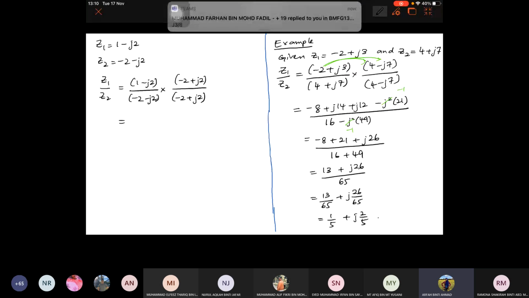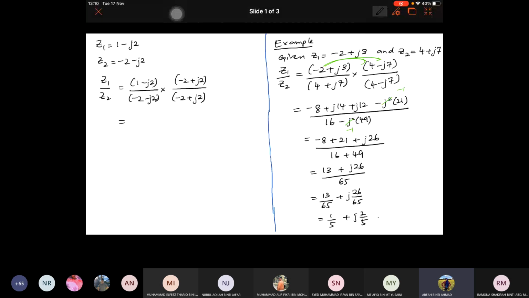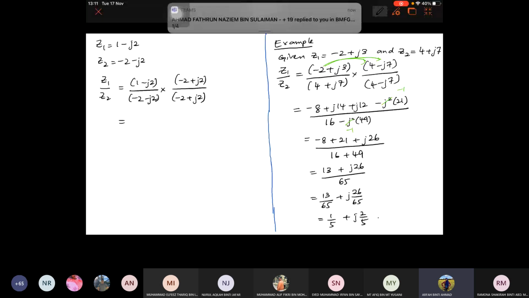Satu per 8. Jawapan lain? 1 per 4. 1 per 4, yes betul. 1 per 4 tambah J 3 per 4.